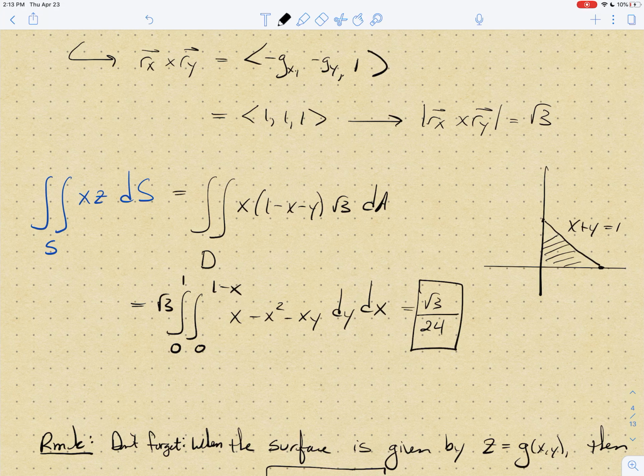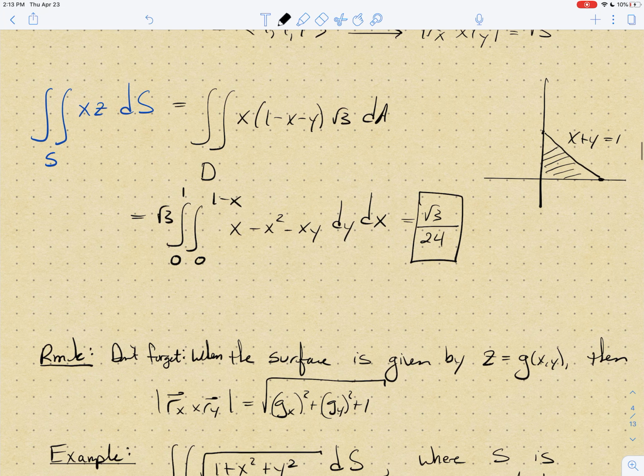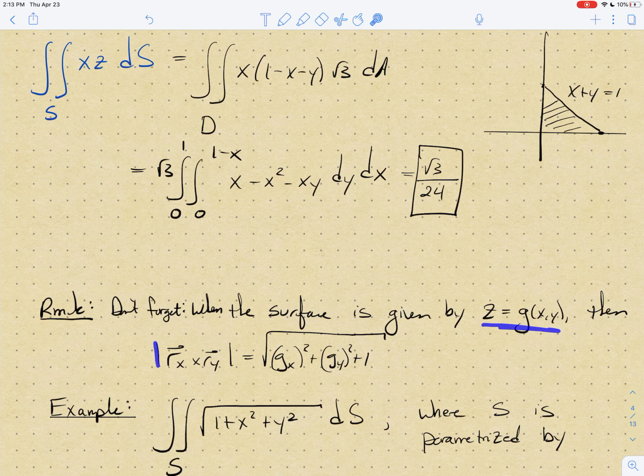So that is the value of the double integral. And so the key takeaway is, again, don't forget that when the surface is given by z equals g of x, y, the length of your r_x cross r_y is, I'm going to slip a negative in here. It's fine. The square kills the negative, but I guess I want you not to forget the negative. So it's square root of minus g partial x squared plus minus g partial y squared plus 1.